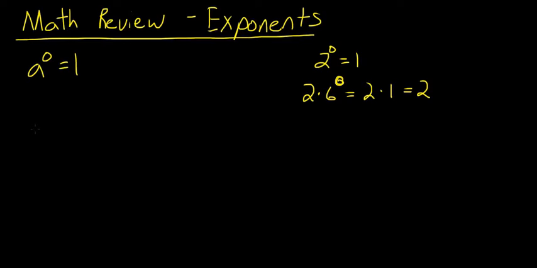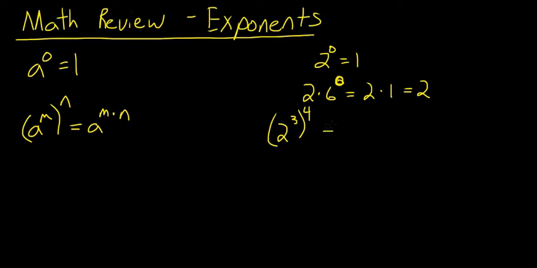The second rule is that if we have an exponent raised to another exponent, then that's equivalent to whatever the base is, a in this case, raised to the m times n. So with numbers, if we had 2 to the 3, all raised to the 4th, that would be equal to 2 to the 3 times 4, or 2 to the 12th.